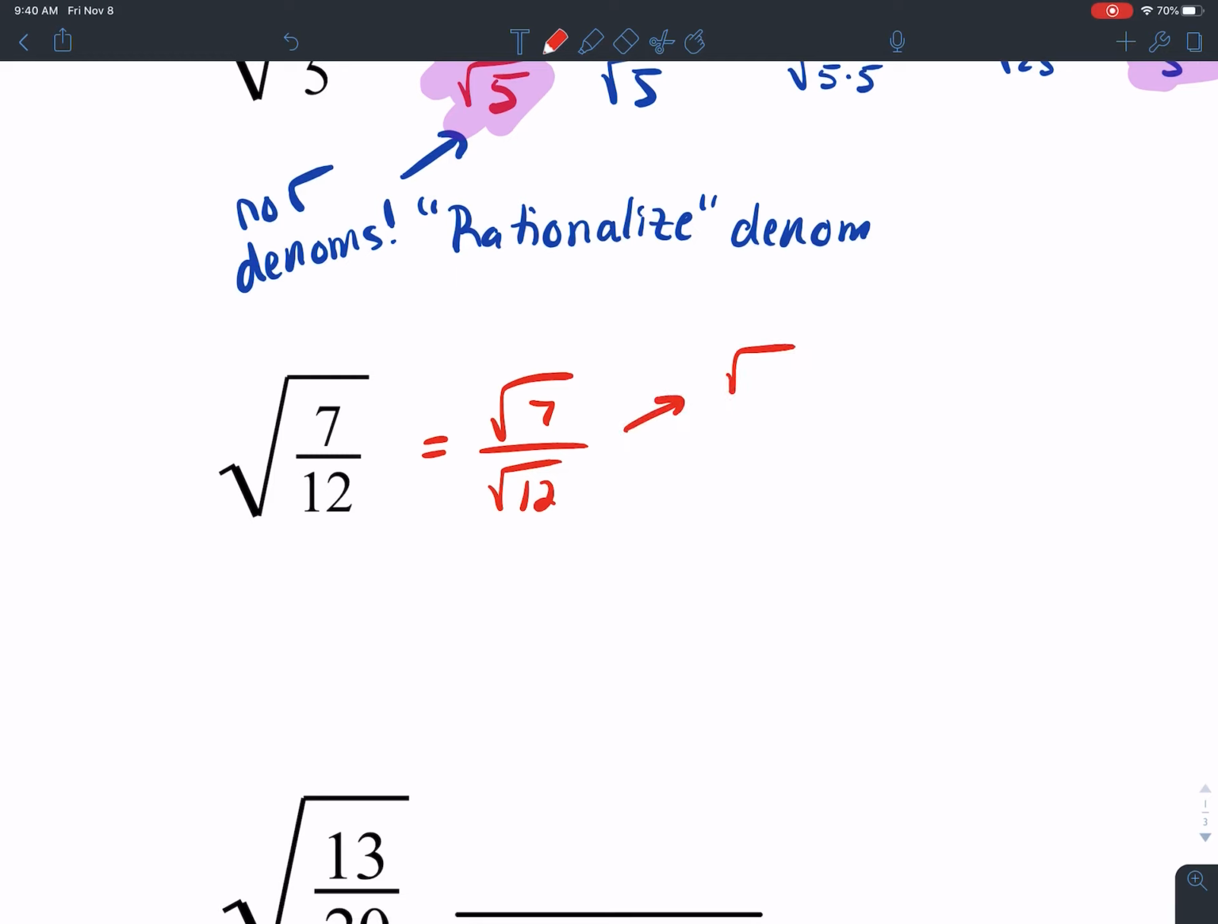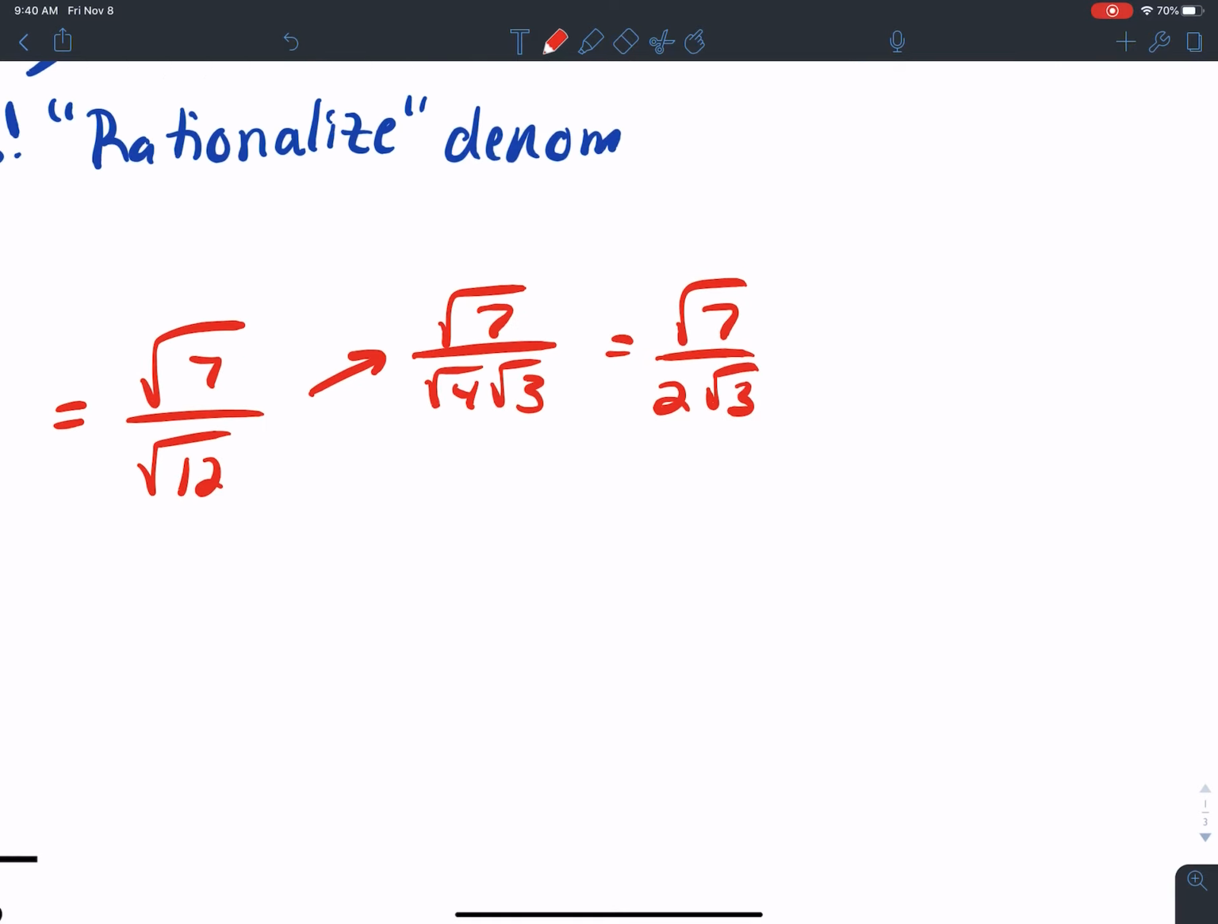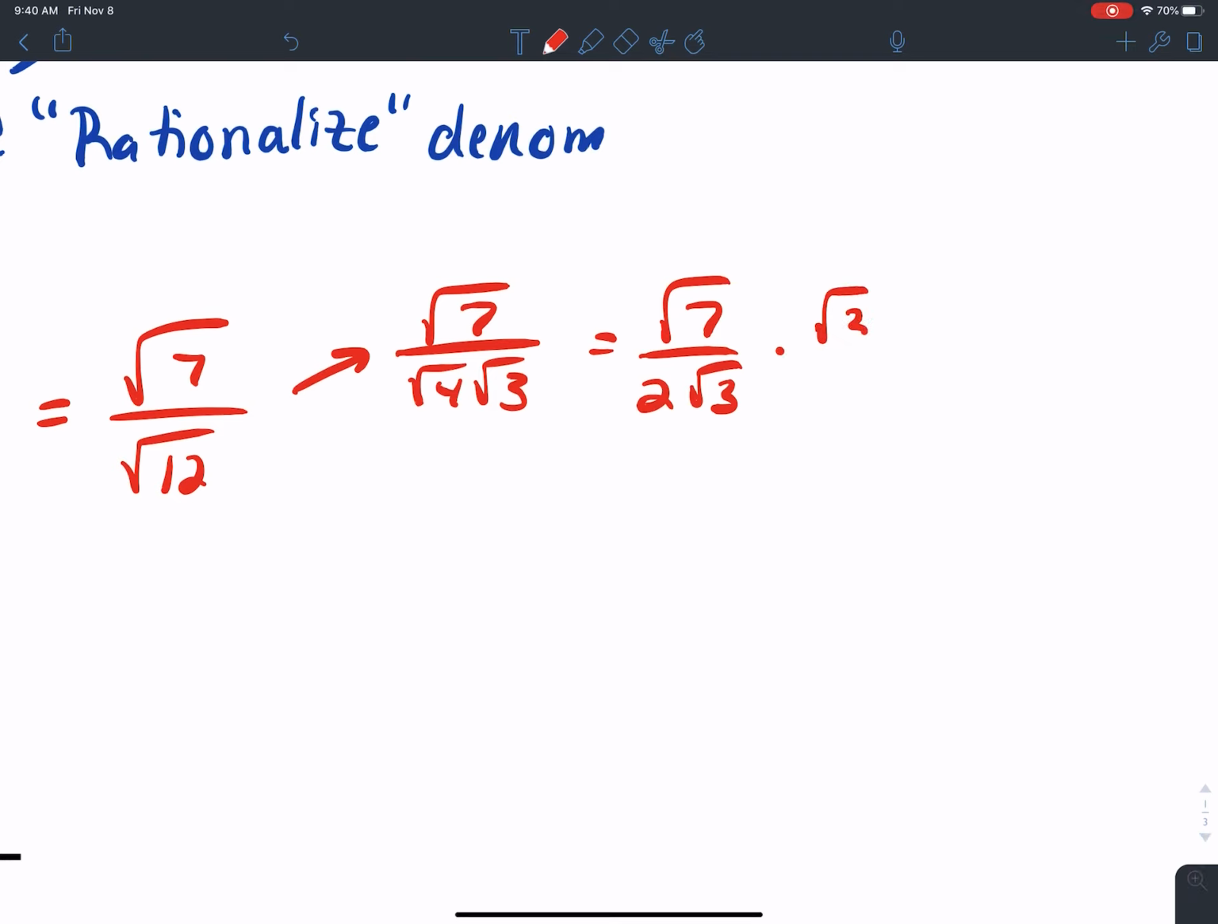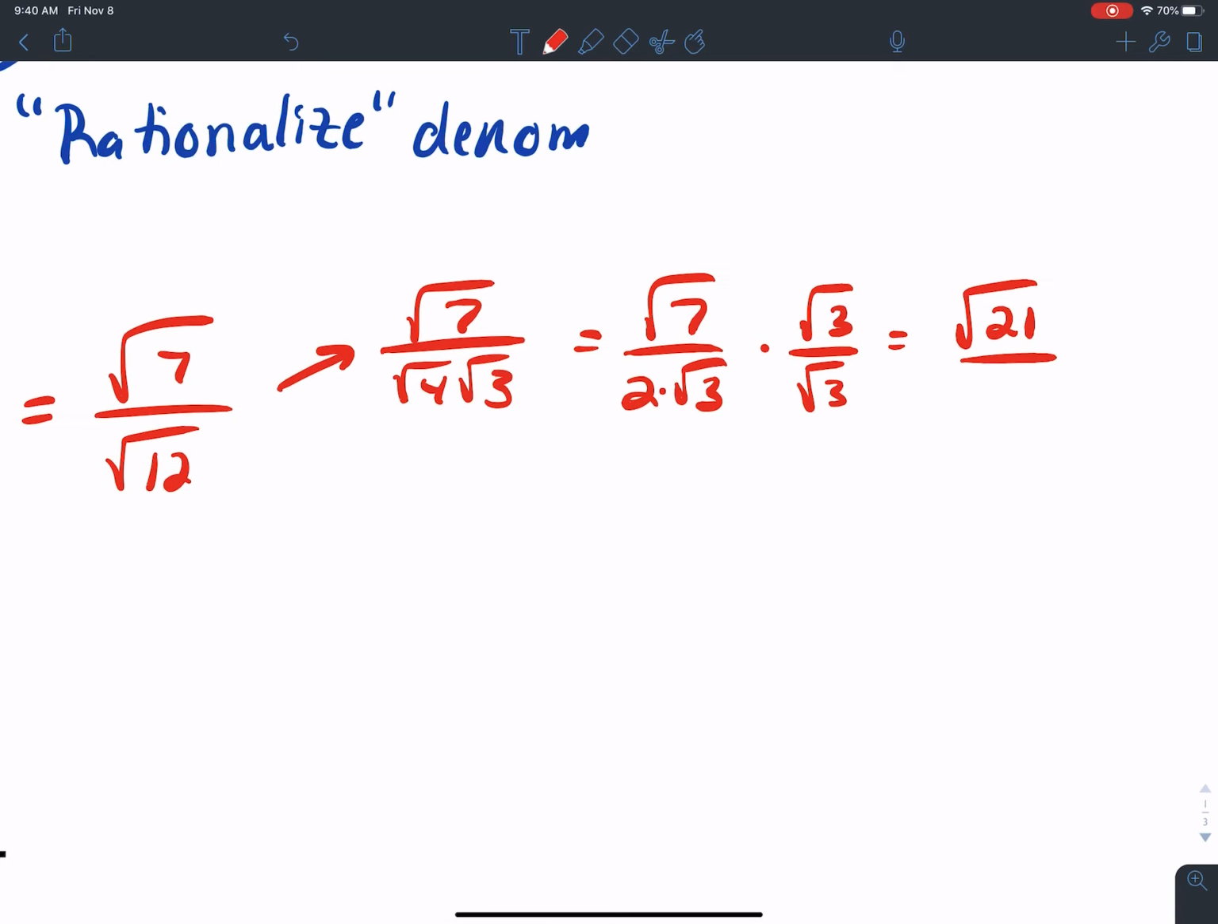It might be common just to simplify the root on the bottom first. And if you did that, I need to get rid of the square root of 3 on the bottom, so I could multiply the top and the bottom by root 3. Now in this case, we get root 21, right? 7 times 3.